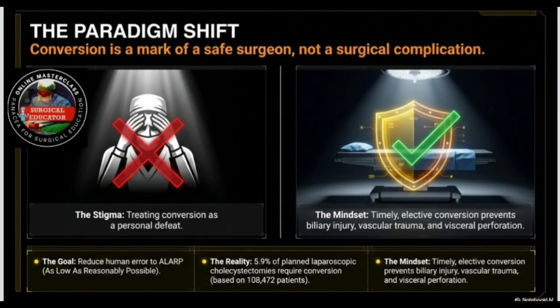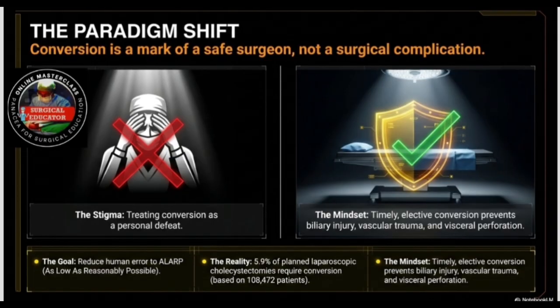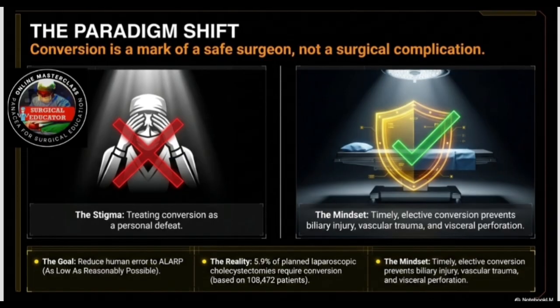Nearly 6 out of every 100 times a team walks into the OR for a routine gallbladder removal, the biological reality inside that patient forces the team to completely abandon their initial approach. That's thousands of patients. Thousands. Their anatomy simply did not permit a safe laparoscopic procedure.